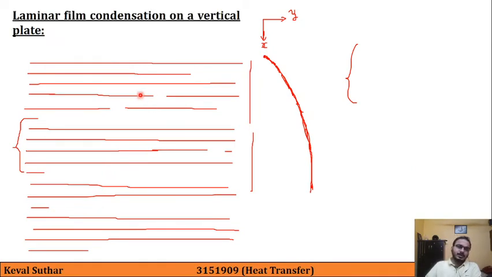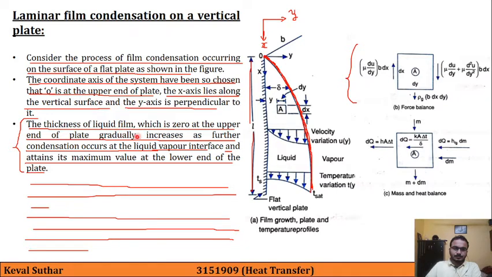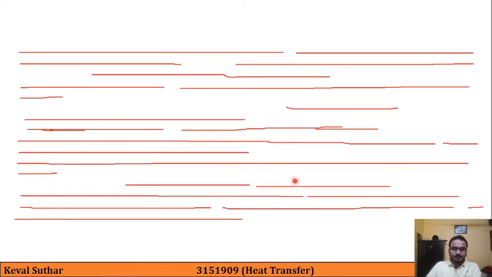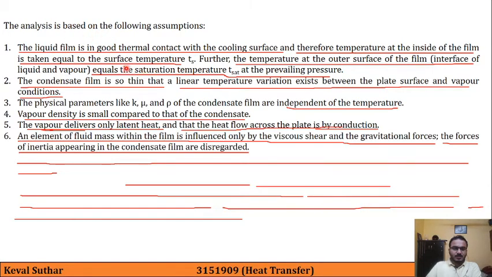The next is laminar film condensation on the vertical plate. So here the thickness of the film is 0 at the upper end, that is over here at point O. It gradually increases as further condensation occurs at the liquid vapor interface, and it reaches its maximum value at the lower end of the plate. The analysis is based on the following assumptions that we have already discussed, so we will not spend time on this.